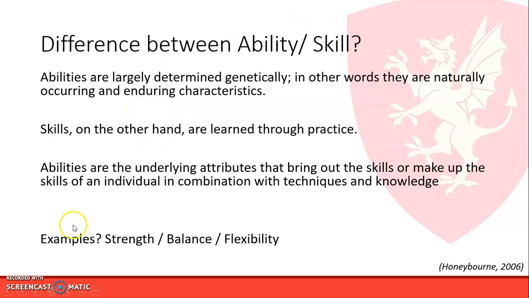And perhaps some examples of varying abilities could be things like strength, balance, flexibility, generally that link to the health components of fitness, as it were. What those abilities do is they allow us to inherently bring out the skills, and almost determine how well we can produce the skills. Then through practice, we can learn the technique, improve efficiency, and develop our knowledge of when we can perform the skill.